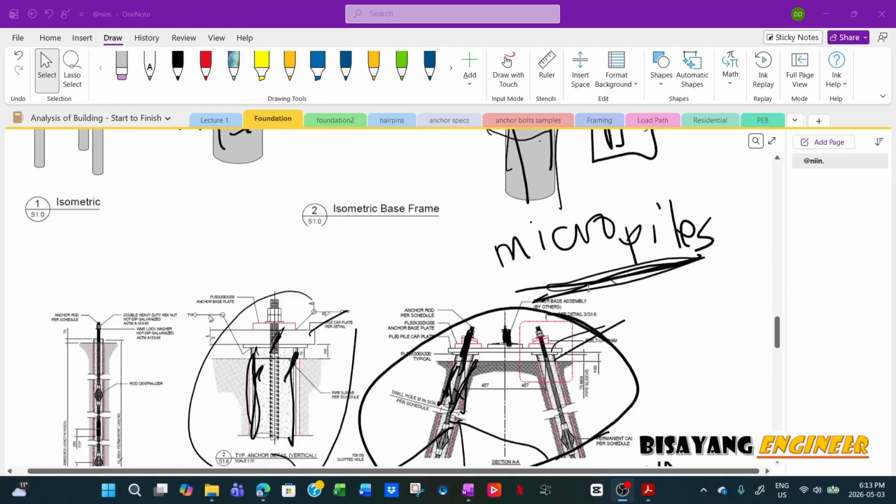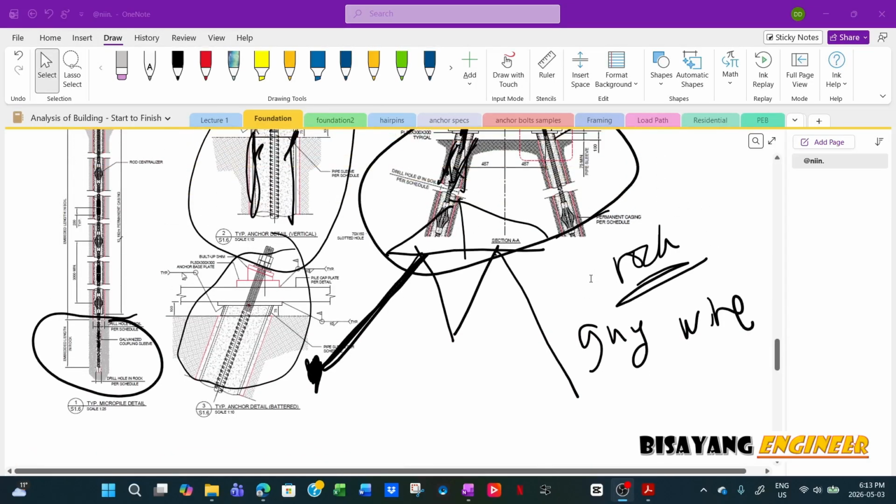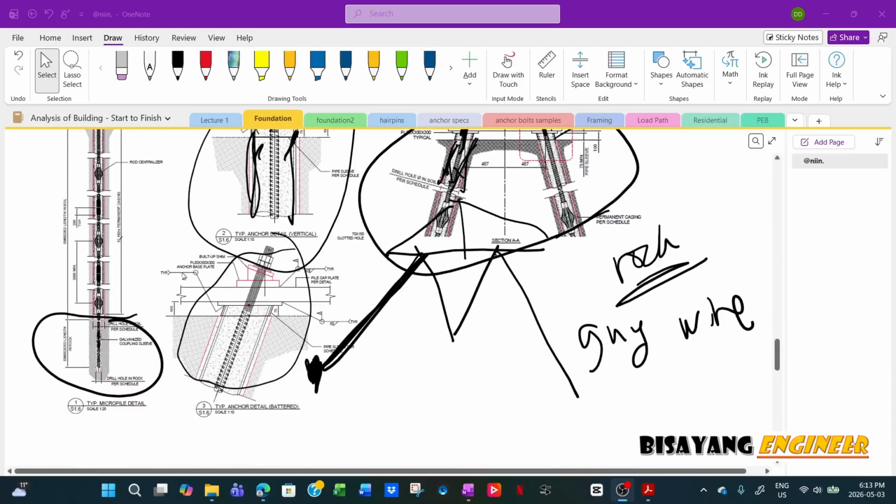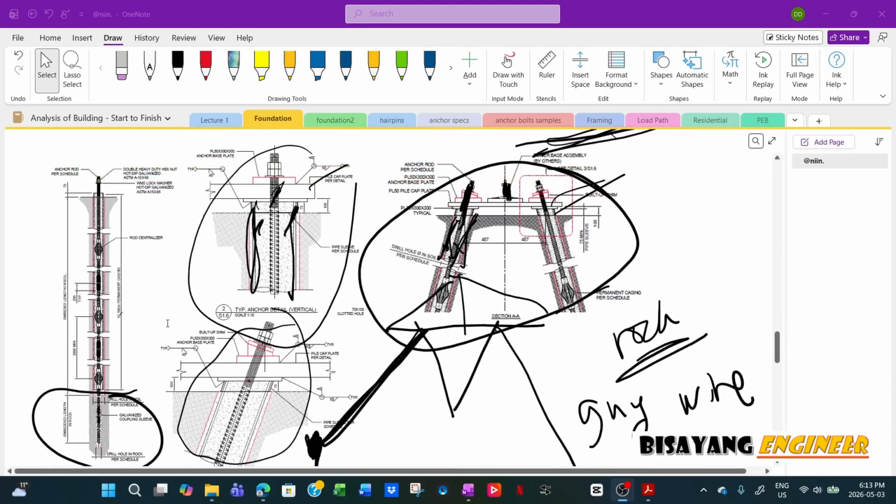So that's called micropiles, and this is for anchor. I don't know if there's an application for compression, and you could probably use this in a compression application, but so far what I read about this one is that it's only for tension, and basically if you need this embedded into the rock.